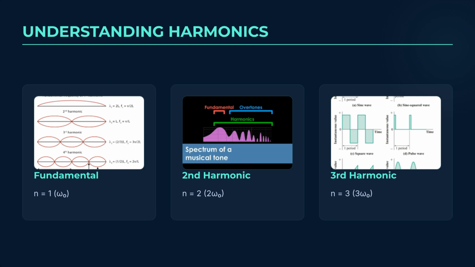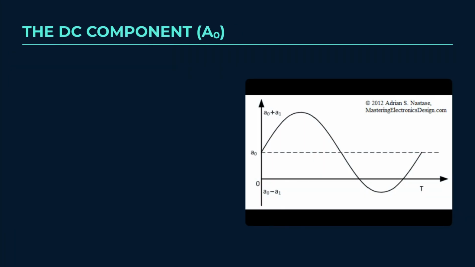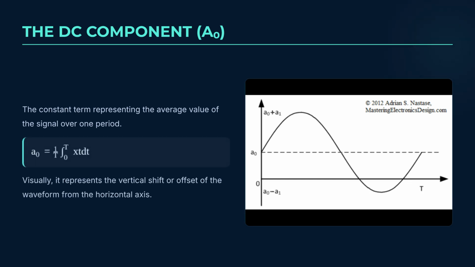Harmonics are integer multiples of the fundamental frequency. The fundamental is n equals 1, the second harmonic is n equals 2, and the third harmonic is n equals 3, and so on. The DC component, A naught, is the constant term representing the average value of the signal over one period. Visually, it is the vertical shift or offset of the waveform from the horizontal axis.